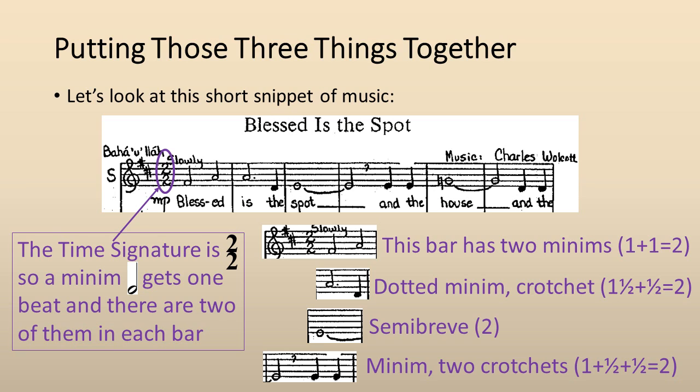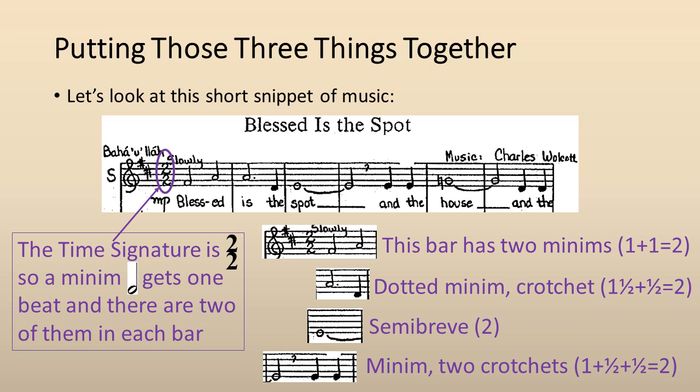has 2 minims, or half notes, each of which is equal to 1 beat. So that one's easy. The second bar has a dotted minim, which is half again as long as a regular minim, so that equals 1.5 beats. This is followed by a crotchet, the filled circle with a stem attached. Since a crotchet is half as long as a minim, that means it's half a beat in this song. So the bar totals 1.5 plus half a beat, or 2.